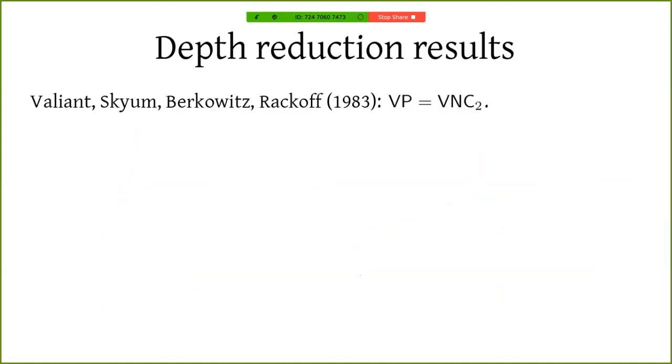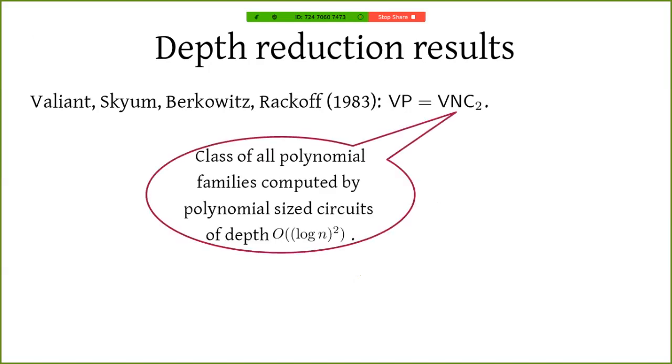So, as far as some particular depth reduction results are concerned, it is known due to the work of Valiant, Skyum, Berkowitz, and Rackoff that VP is equal to VNC2. VNC2 is the class of all polynomial families computed by polynomial-sized circuits of depth order log squared n.